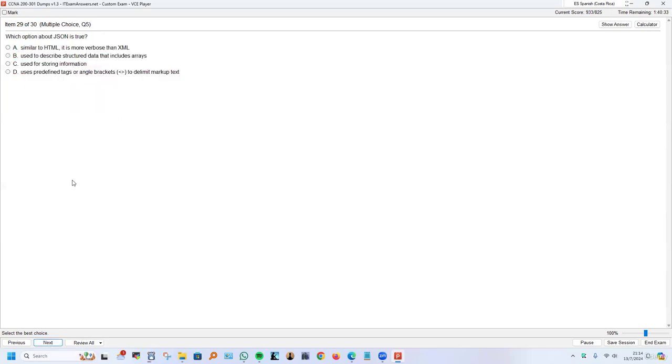What about the next one? Which option about JSON is true? As far as I remember, it describes structured data that includes arrays, and that B is the right one.